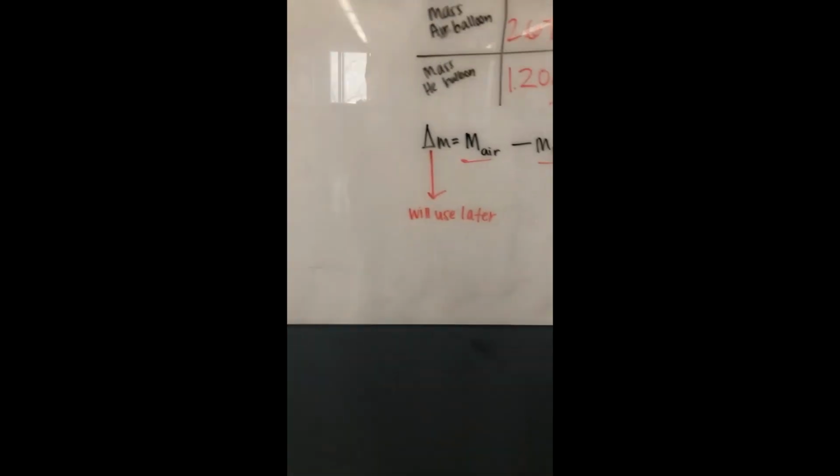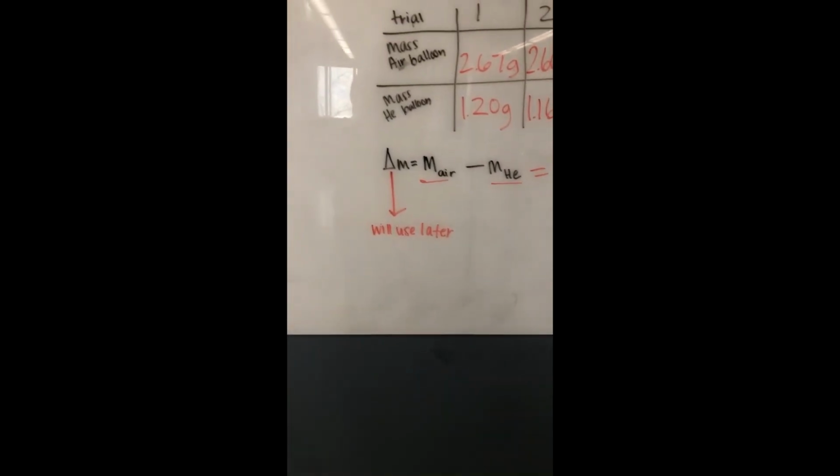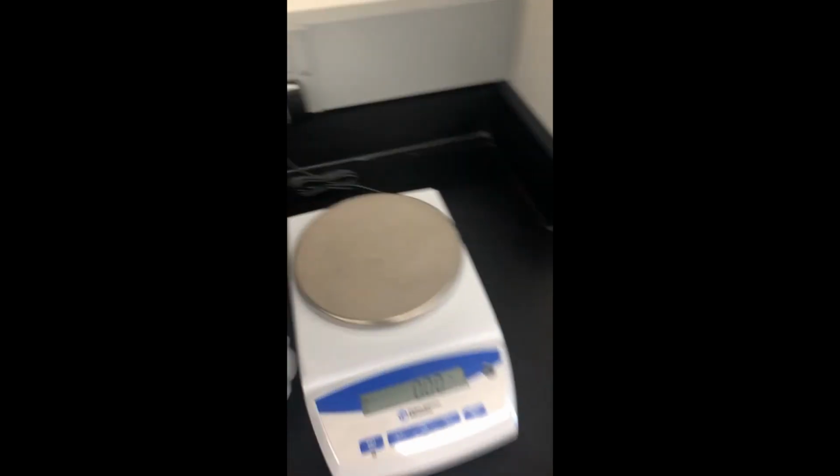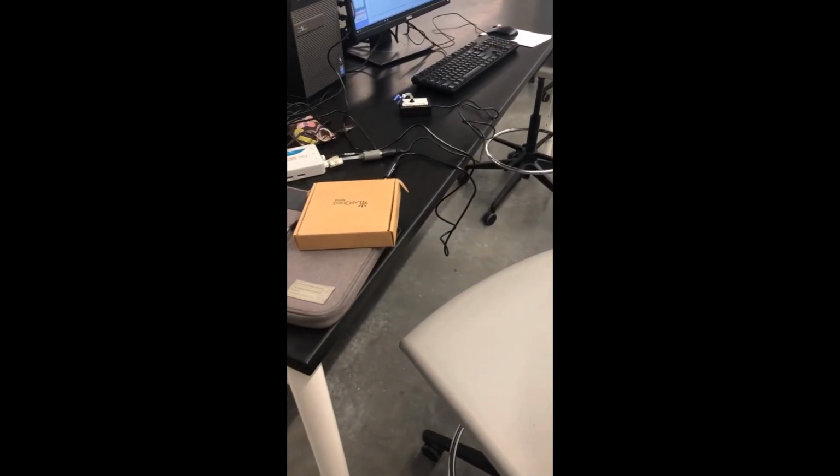So that's part one. Part two of this experiment will require us to come back to this helium balloon, and we are going to be using the Logger Pro system. We're going to be using that Logger Pro system in order to calculate the pressure and the temperature of the balloon. And then we're going to be using something called an immersion method to calculate the volume.